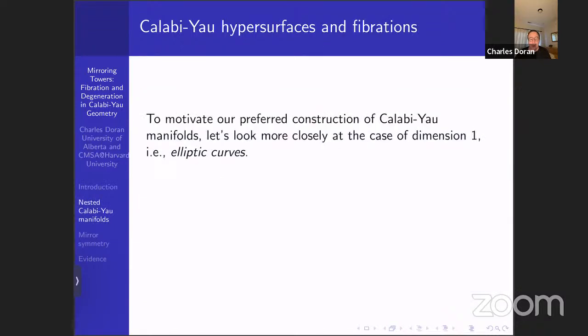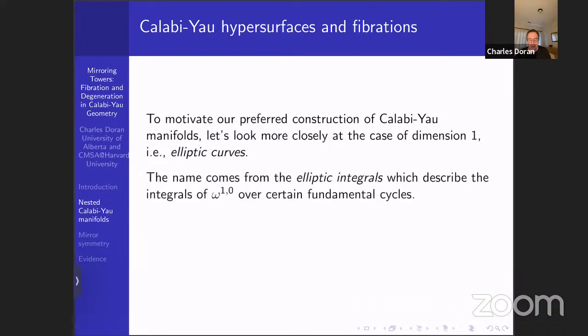Okay, so to motivate our preferred construction of Calabi-Yau manifolds, let's look more closely at the case of dimension 1, the elliptic curve case. So again, we're integrating the holomorphic 1-form dx over y, the Omega (1,0), over certain cycles. When you do those integrals, you get elliptic integrals. And it's the elliptic integrals, which came out of problems in physics involving elliptical orbits and things like that, that's where the name elliptic comes from in the context of elliptic curves.